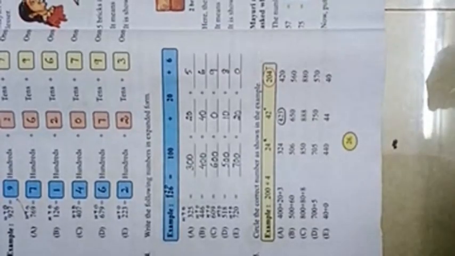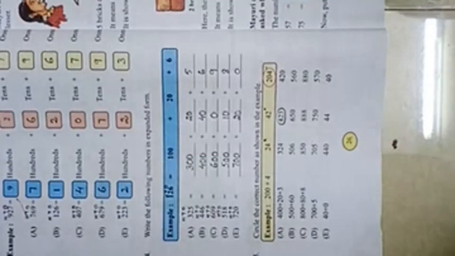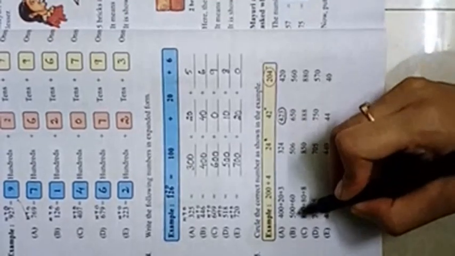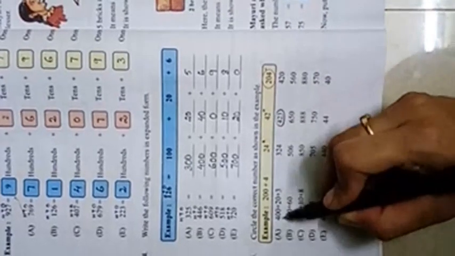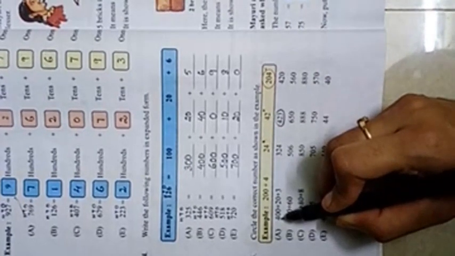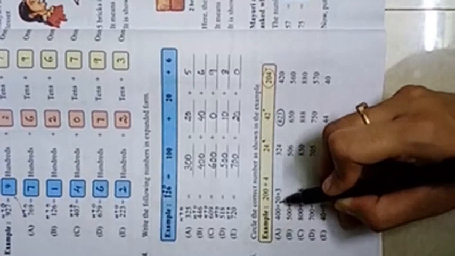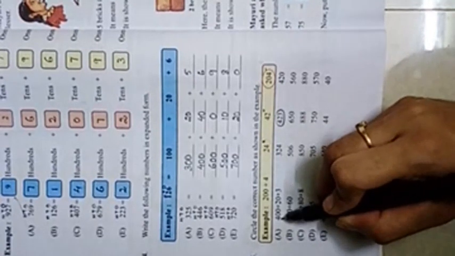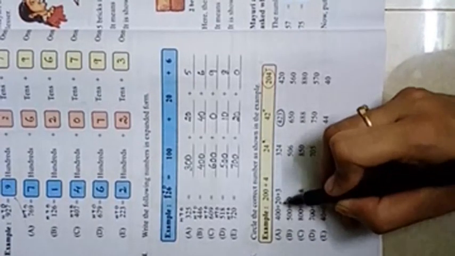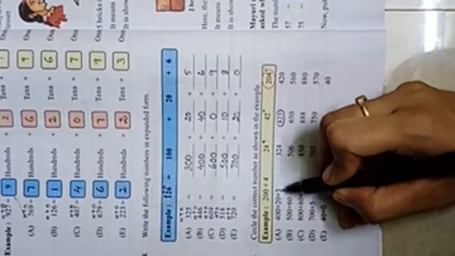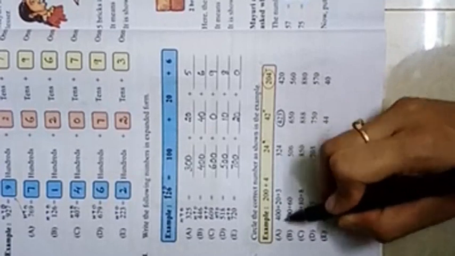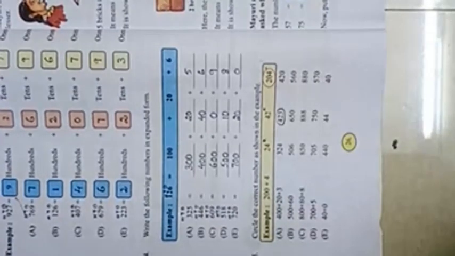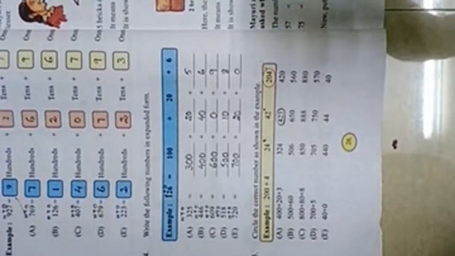And shall I tell you one more simple method? Whenever you have a 3-digit number, a 2-digit number and a single-digit number, just see the hundreds place number you have, the tens place number you have, and the ones place number you have. Just see the hundreds place number is 4, the tens place number is 2 and the single digit is 3. 4, 2, 3. Just join these 3 numbers and you'll get the answer. That is also one more easy way to write the short form.